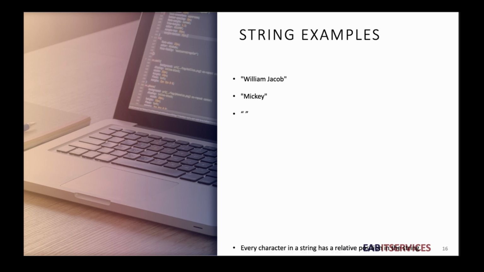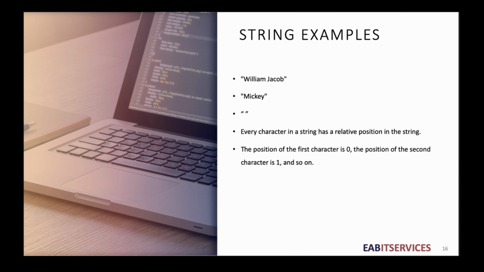This contains a character. Now, every character in a string has a relative position in the string. What I mean is this: the position of the first character is always 0 and the position of the second character is 1, and it goes on like that. So when you have William and you ask what is the position of the W, the W is 0. It is zero-indexed, so the first character always starts from 0. What is the position of the second character, which is I? Position 1 is I, position 0 is W.